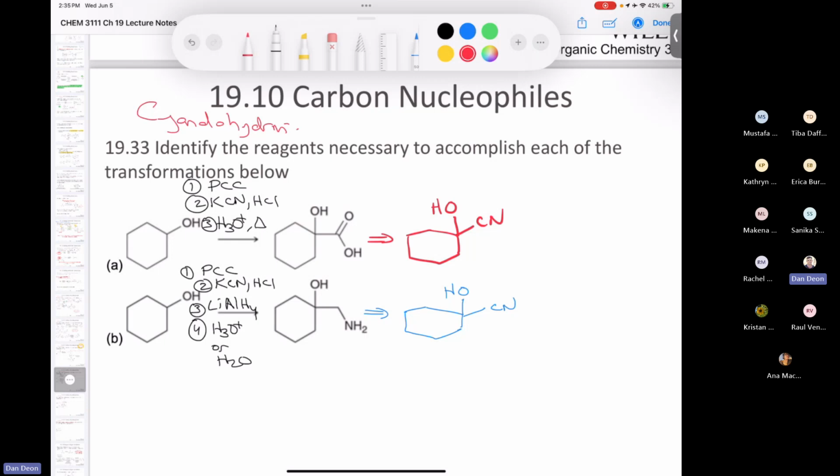Okay, so just keep in mind that the second step is the one that's going to give you the intermediate in red, and then the second step in this one is going to give you the intermediate in blue. Okay, so the first two steps are identical. All right, so a little more work on cyanohydrins, and we see how we can convert the nitrile into a carboxylic acid, in A, or we can reduce it down to a primary amine in the second one, in B.